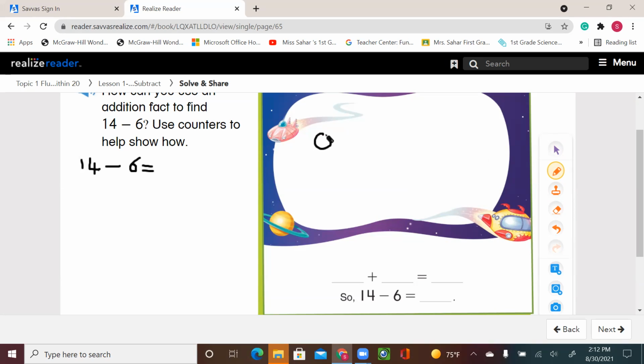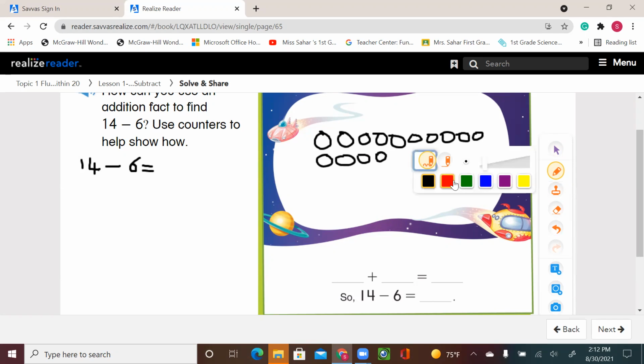let me draw here 14 circles, 1, 2, 3, 4, 5, 6, 7, 8, 9, 10, 11, 12, 13, 14. Okay. Now take away 6. So I'm going to say 1, 2, 3, 4, 5, 6. Now let's count how many we have. 1, 2, 3, 4, 5, 6, 7, 8. So 14 take away 6 equals 8.